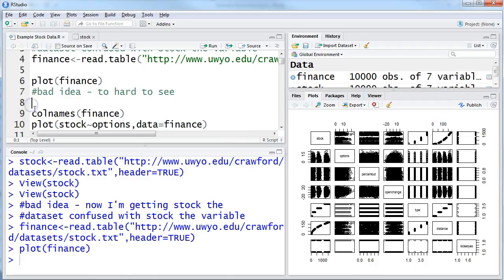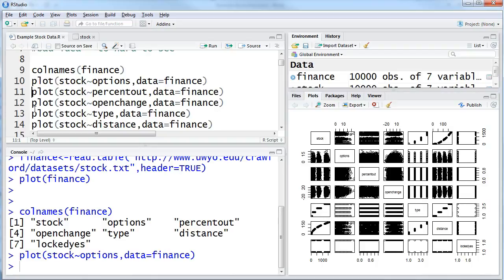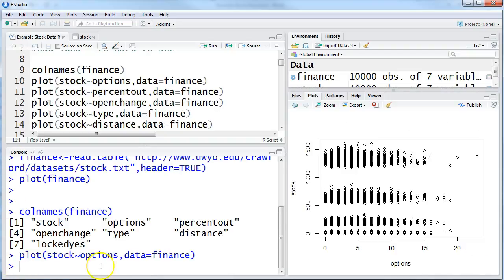So instead I said, all right, show me the names of the variables in this data set, and then I plotted stock, which is what I want to predict, versus each of these variables. Now options here is interesting. You can see these clumps, but these clumps don't depend on options. It's not like there's a clump for low options and a clump for high options. It seems there's something else that is causing stock prices to be high, medium, and down to low.